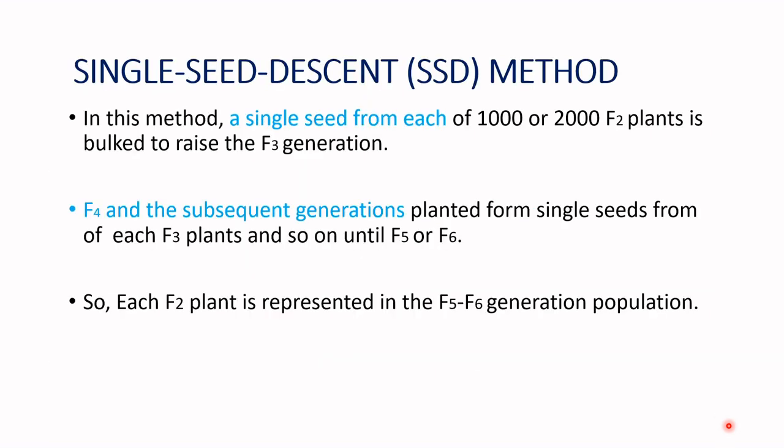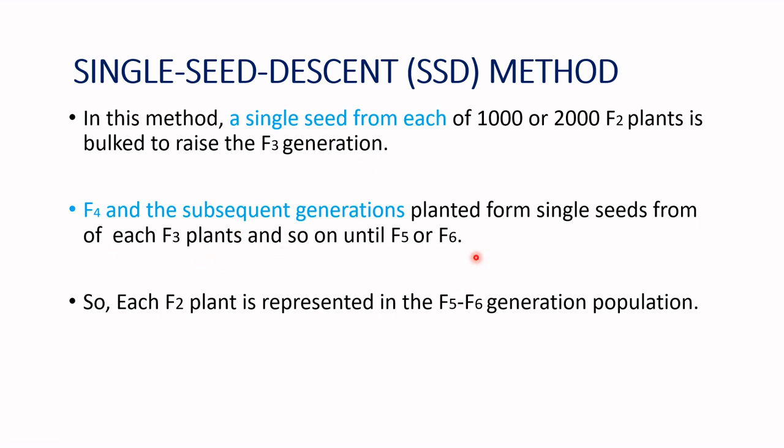Next modification of the pedigree method or bulk breeding method is the single seed descent method. In this method, a single seed from each of 1000 or 2000 F2 plants is bulked to raise the F3 generation. Then this process is continued until F5 to F6 generations, where F4 and subsequent generations are planted from a single seed from each F3 plant, which is again the same process.